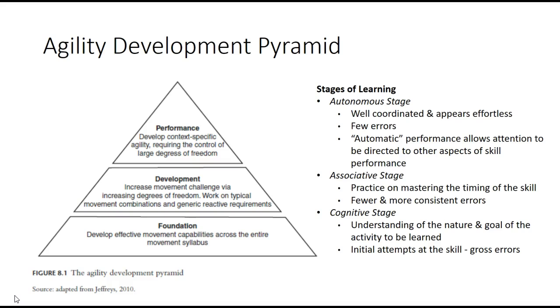The final level of the agility development pyramid then is the performance phase. And at this point, the athlete will have participated in a significant amount of training. Their movement patterns should show consistency and they should show effective movement. So during this stage, it's very possible that they've reached this autonomous level of skill development, and so here their movement patterns are very highly automated.